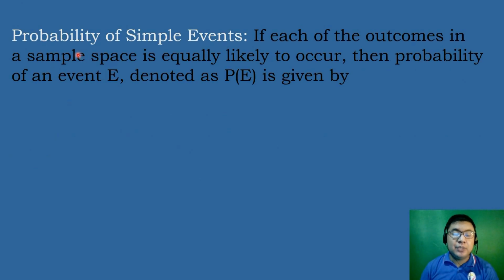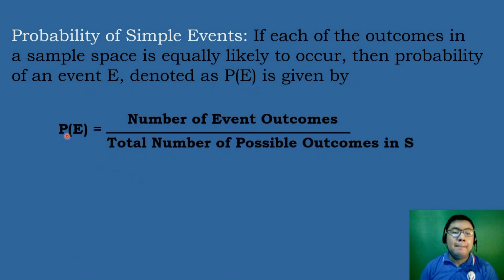Now let us proceed with the probability of simple events. If each of the outcomes in a sample space is equally likely to occur, then the probability of an event E, denoted as P of E, is given by the formula: probability of event E equals the number of event outcomes all over the total number of possible outcomes in the sample space. So this will be the formula when we get the probability of a simple event.